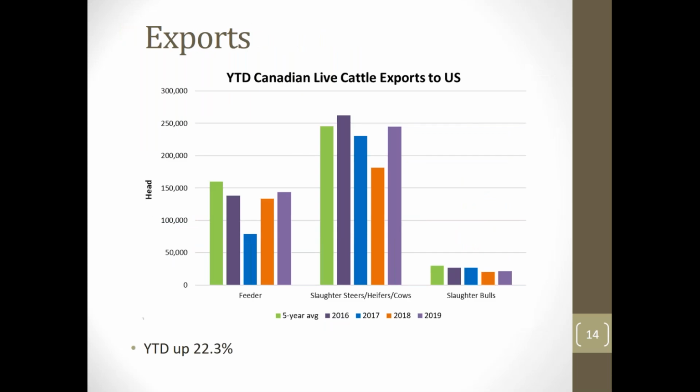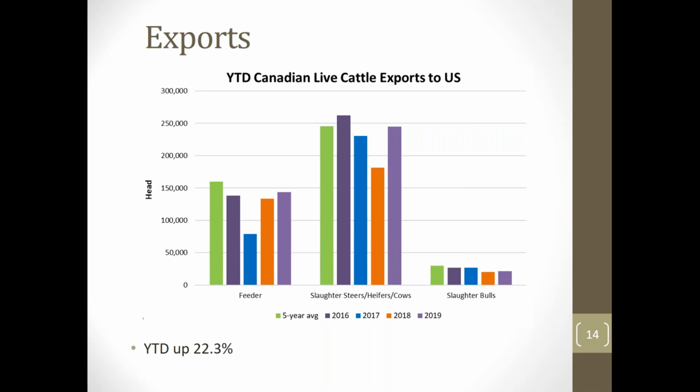If we look at live exports of Canadian cattle, this is Canadian cattle as a whole. Year to date, up to about the end of June, we've had just over 415,000 head exported. That's up 22% from the same period in 2018, but overall we're still below the 5-year average, almost 7% below. If we look a little closer at the classes, feeders are up about 8%. Slaughter cattle, and this includes cull cows, are up 34%. Bulls are up about 3.5%, which puts the total up a little over 22%.